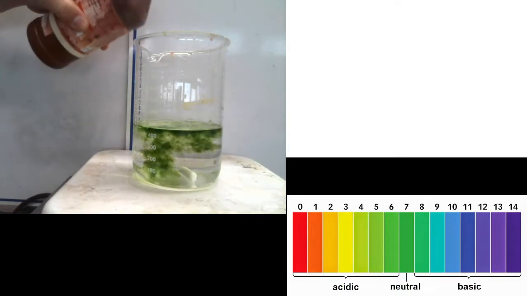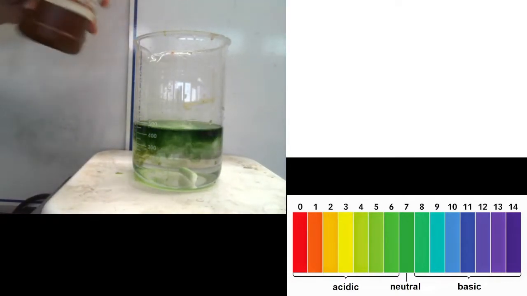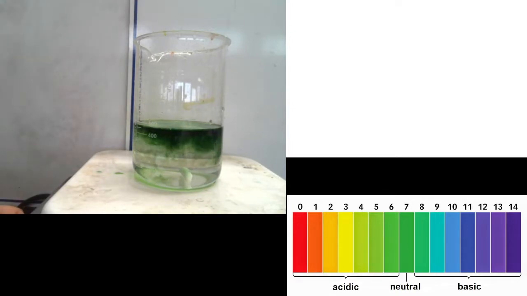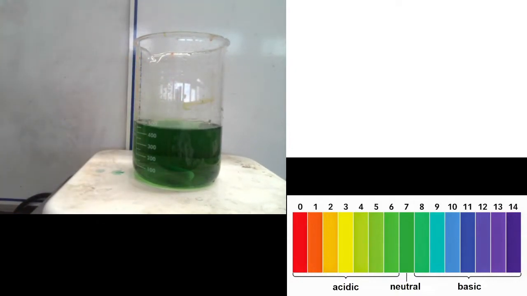So let's add it to the water. You can see the green that we get there. Let me mix it up a little bit with my stir plate. Mix through there. Okay. So now we've got our neutral solution. Okay. And what we're going to do is add dry ice to this solution of water and universal indicator.